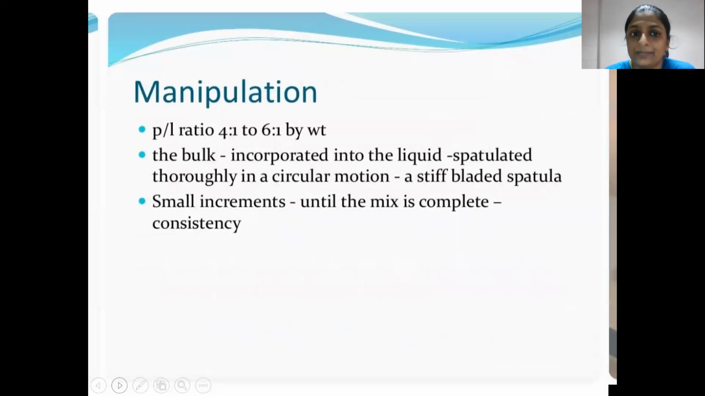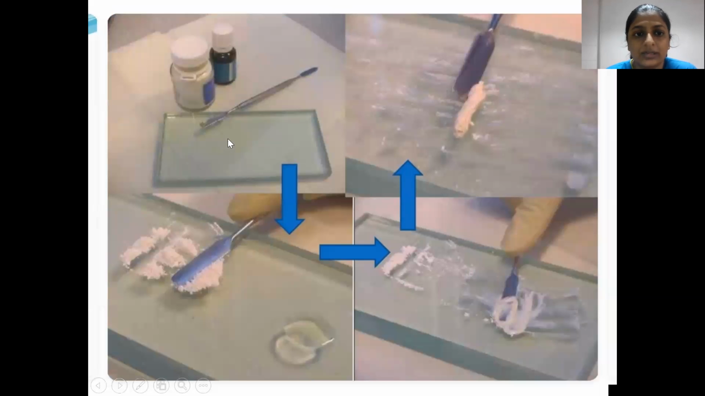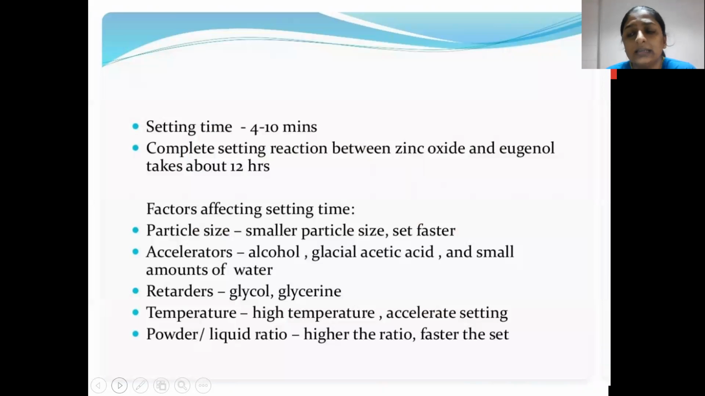What are the different ratios depending upon the different types of use? You can go for a powder liquid ratio that will vary from 4:1 to 6:1, and it is done in a circular motion. Here in this picture, you will have a cement spatula, the powder and the liquid. Then you will dispense it, divide it into equal increments, and mix it with the liquid in a circular motion over a large area because zinc oxide eugenol has an exothermic reaction when you mix it.